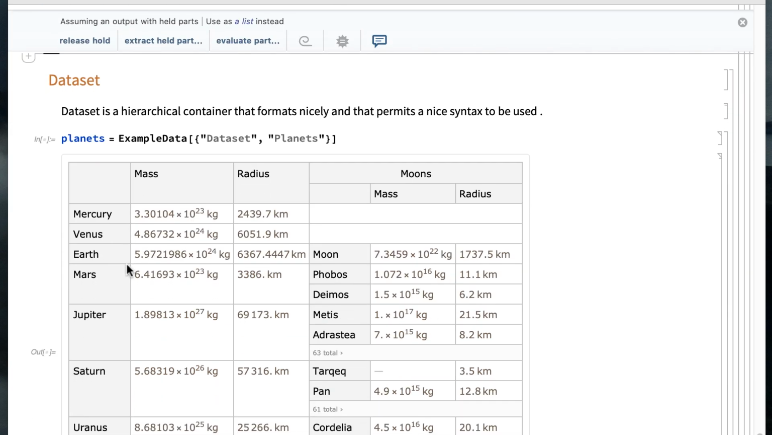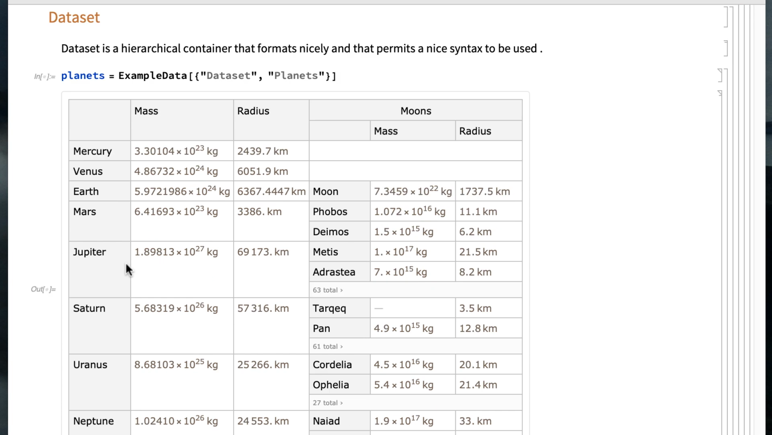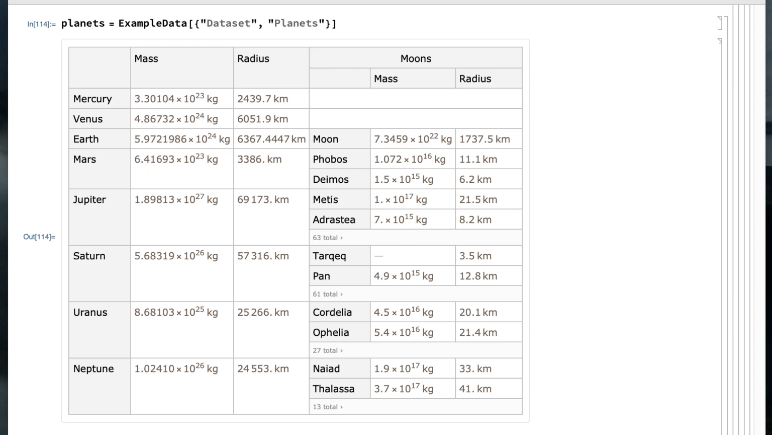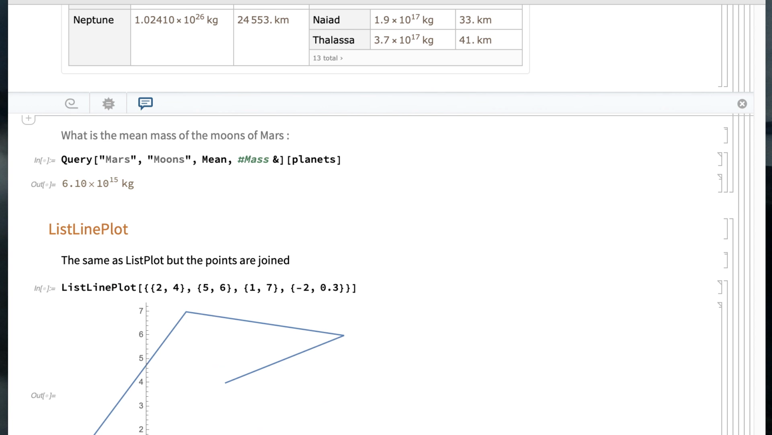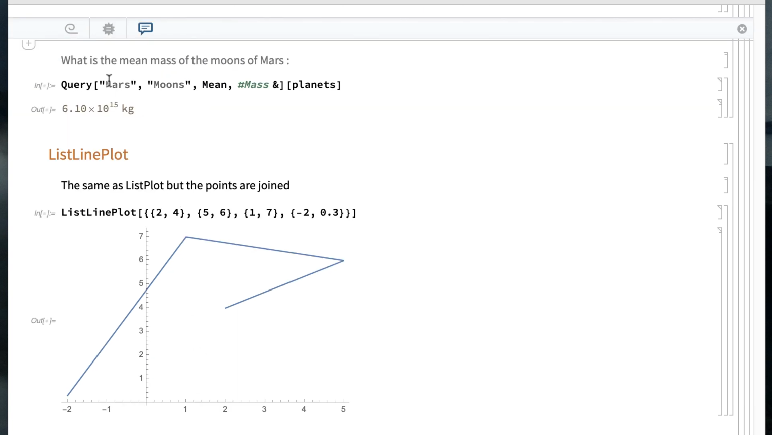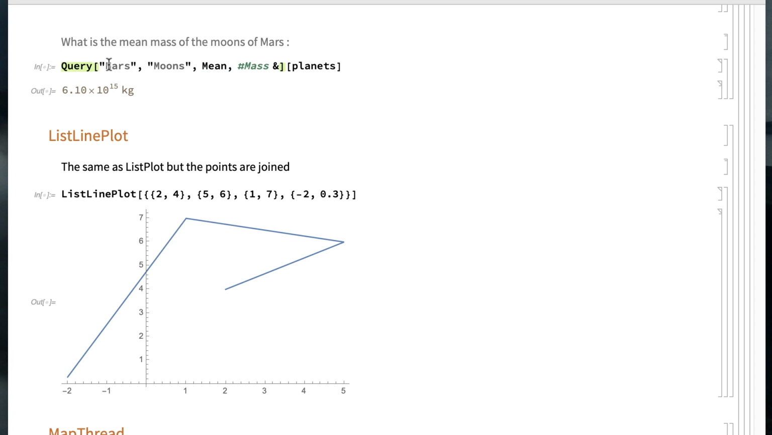So, data set. Data set is a hierarchical container that holds lots of information. It presents with a nice syntax. Here's one that's built into the language. I'm going to get the data on planets using planet data. And we can then, this is why I showed you query, run interesting queries on this. This says get Mars, get its moons, now get the mass of those moons and compute the mean. So this is the mean mass of the moon of Mars.